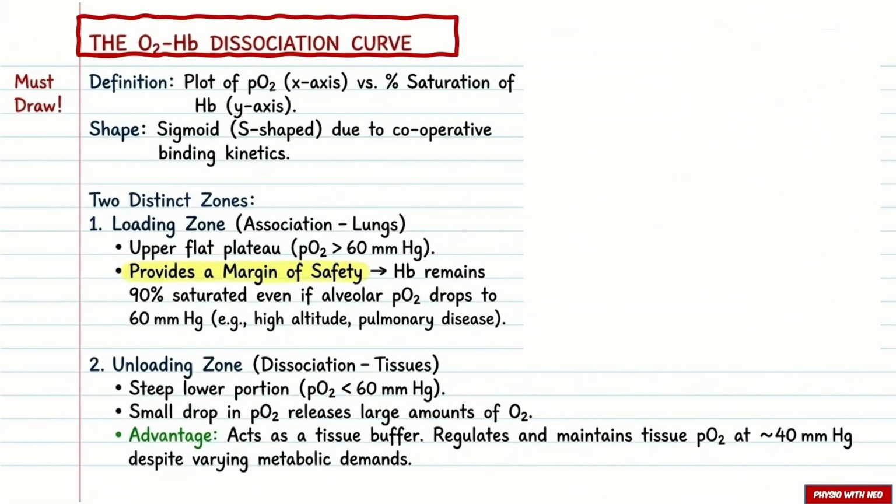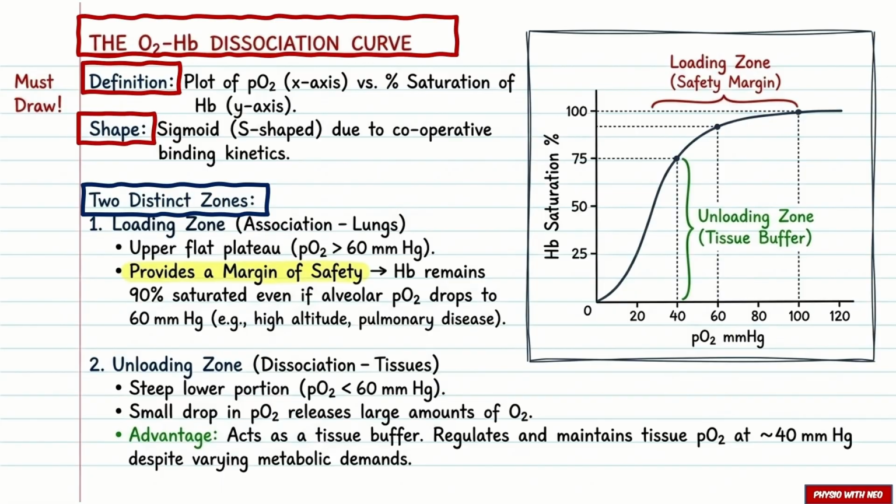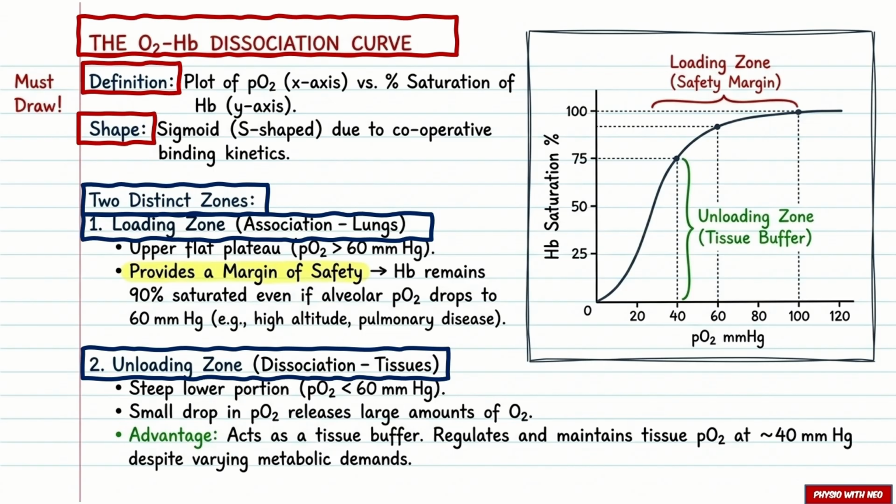Oxygen hemoglobin dissociation curve. Let's start with the definition. It is a plot of PO2 versus saturation of hemoglobin. The shape is sigmoid due to the cooperative binding kinetics. Now this graph shows two distinct zones: the loading zone, which occurs at the lung level, and the unloading zone, which occurs at the tissue level.